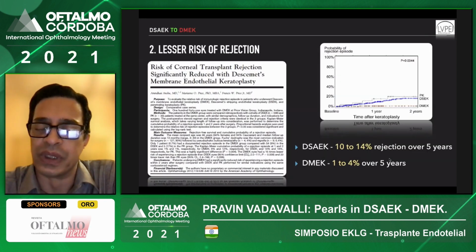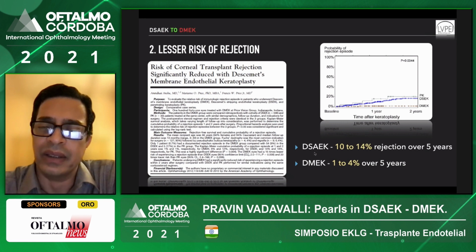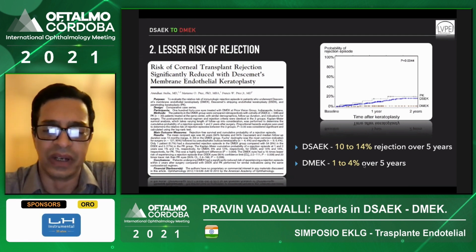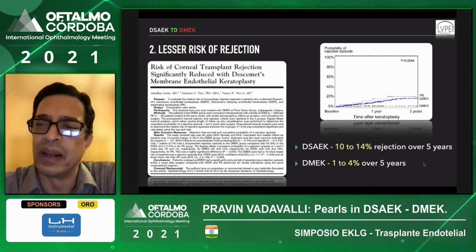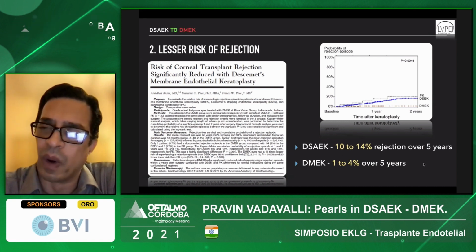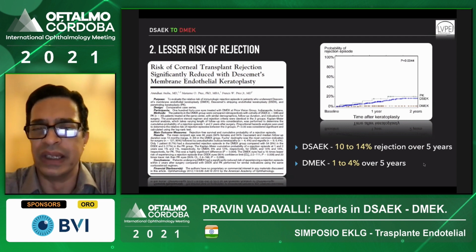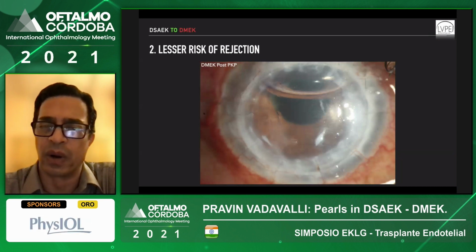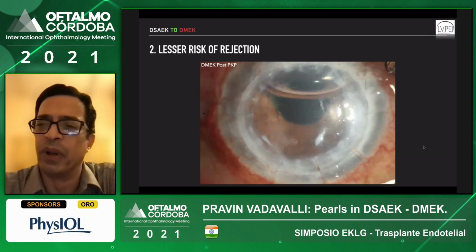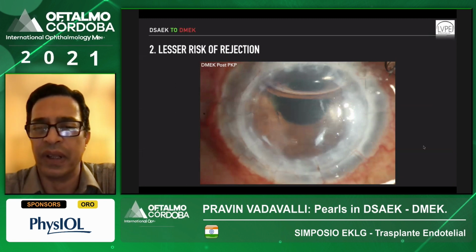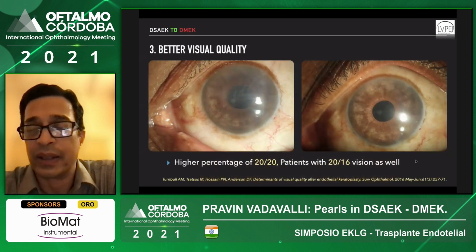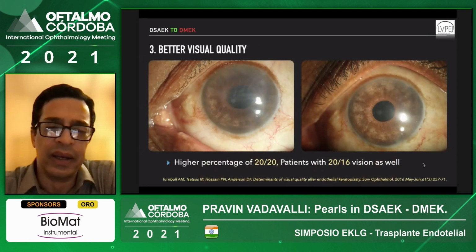Secondly, and probably the most important reason, is the fact that the rejection rate after DMEK is about 8 times lesser than the rejection rates after DSAEK surgery. And this probably is the single most important reason why, over the long term, DMEK probably scores over DSAEK surgery. And especially if you want to do DMEK surgery in somebody who's undergone a corneal transplant in the past, you probably will reduce this risk of rejection even further because of the presence of 2 foreign antigens inside the corneal stroma.